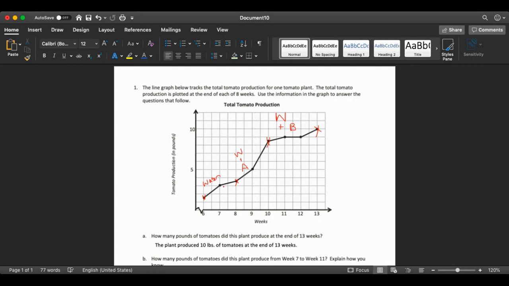So when I look at this, I'm noticing that the water helped make the tomatoes, but fertilizer A really seemed to make the greatest difference. And it made more tomatoes than just the water. And it's because this line is steeper. And then fertilizer B didn't really seem to help very much at all. The tomato production barely increases from week 10 to week 13. So again, what I just said, I'm going to post on the answer key so you can see it written out.